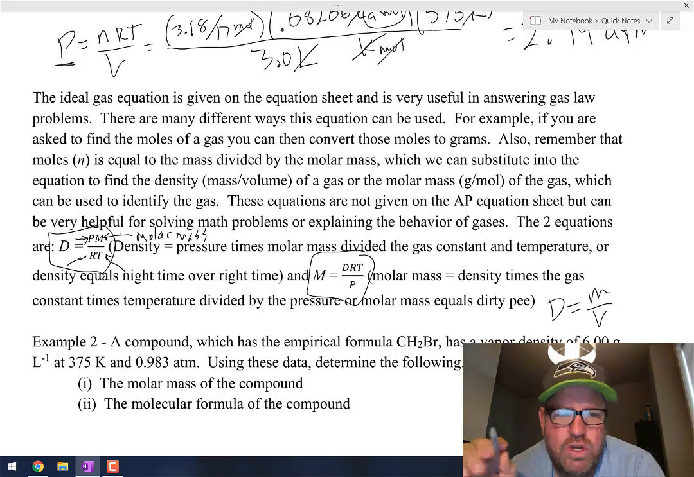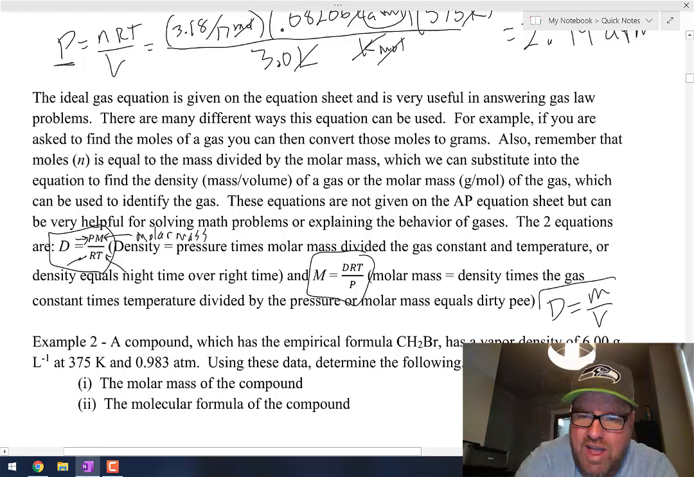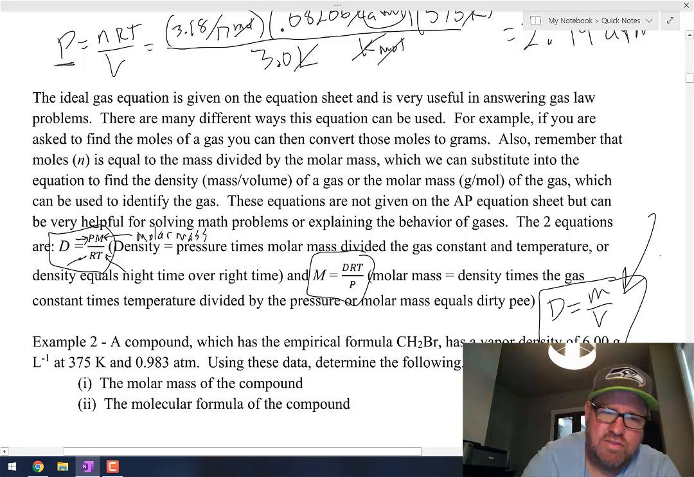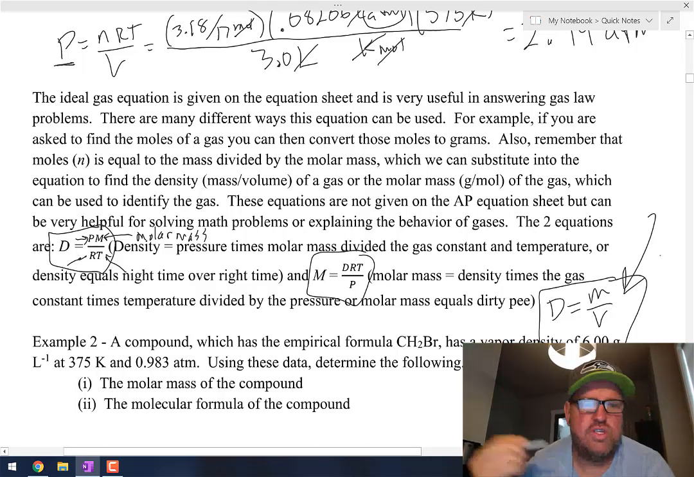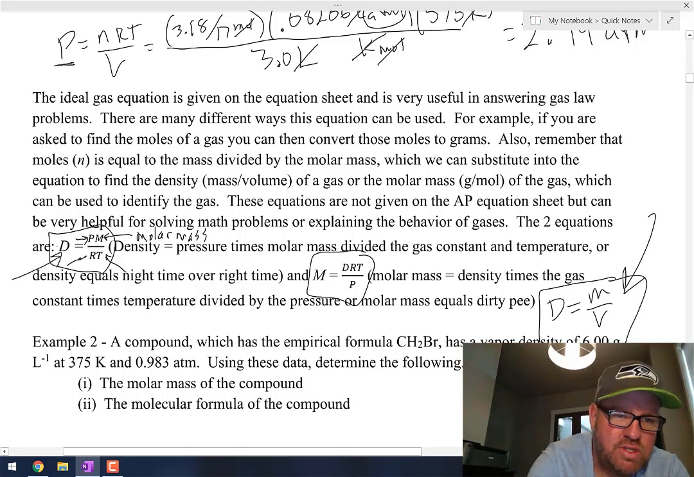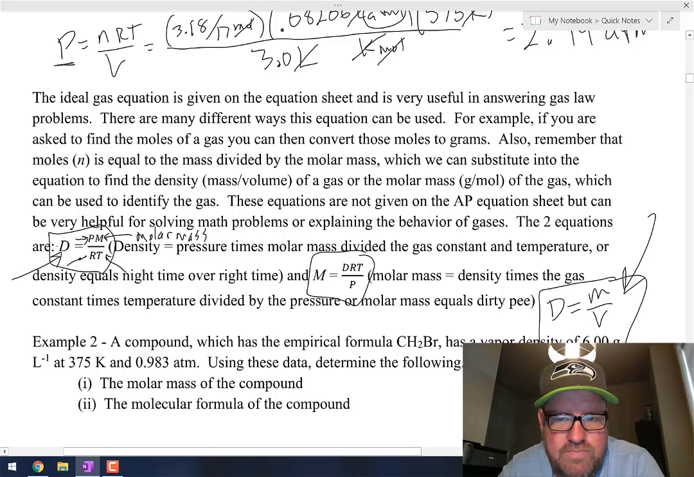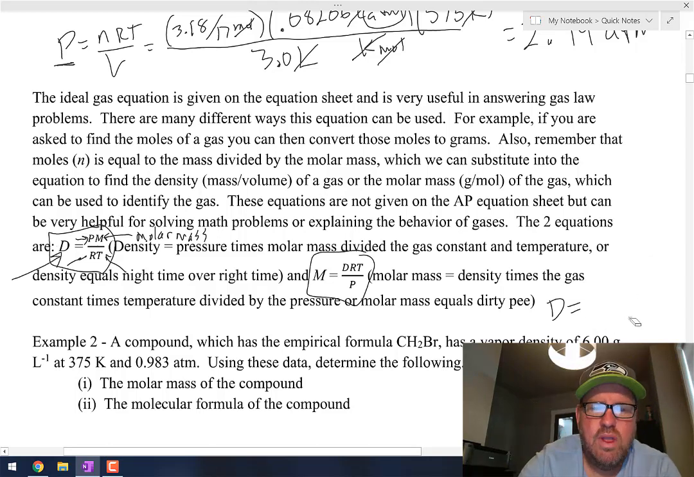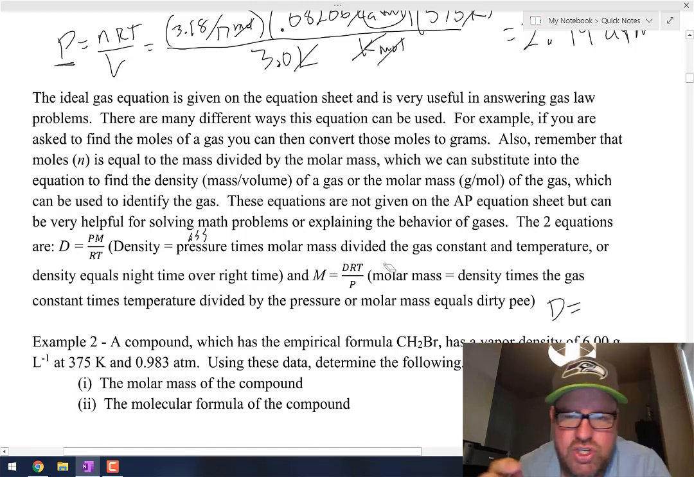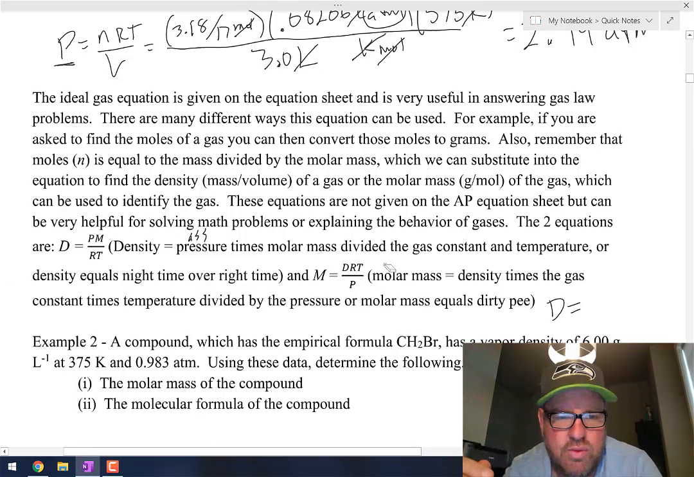So which equation do I use? Well, if they give you the mass and the volume, absolutely use this equation. If they don't, and they give you pressures and temperatures, and you know what formula it is, and you can find its molar mass, then of course you're going to use this equation. Now, these two equations are not given on the equation sheet, so we have to come up with some stupid way to remember them.